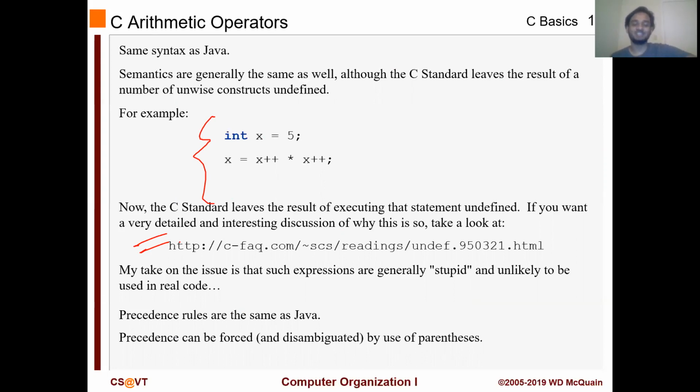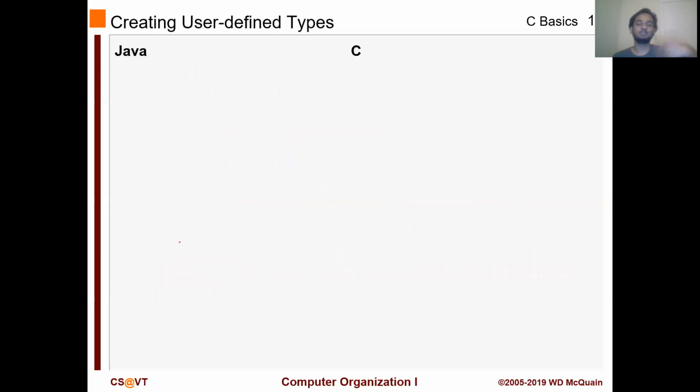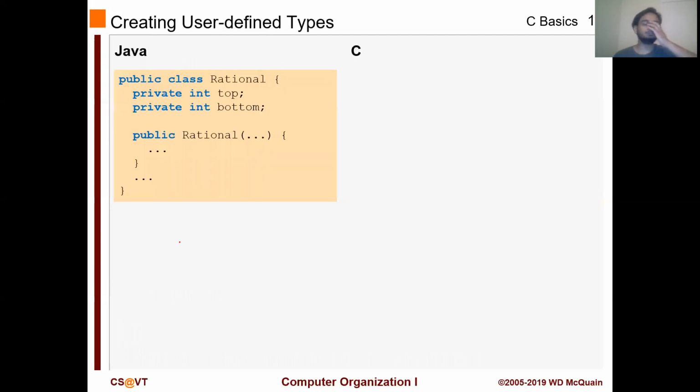Precedence rules are the same as Java. Precedence can be forced and disambiguated by using parentheses. So basically, the arithmetic operators in C are exactly the same as Java. If you know the Java one, you know the C one.